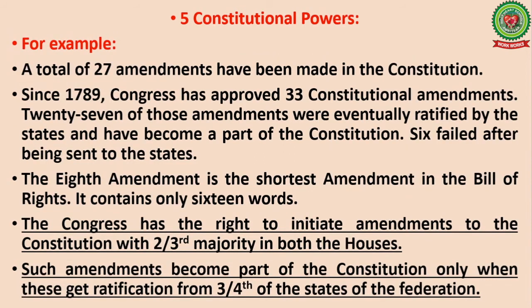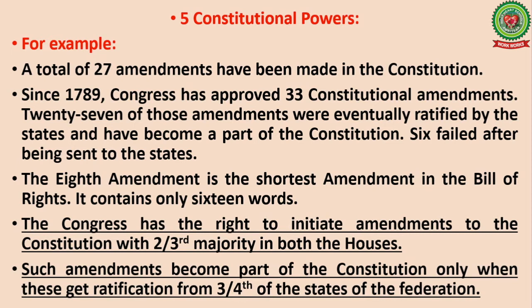The next is constitutional powers. The example is a total of 27 amendments have been made in the US Constitution. Since 1789, Congress has approved 33 constitutional amendments, and 27 of these amendments were eventually ratified by the states and have become a part of the Constitution. 6 failed after being sent to the states.